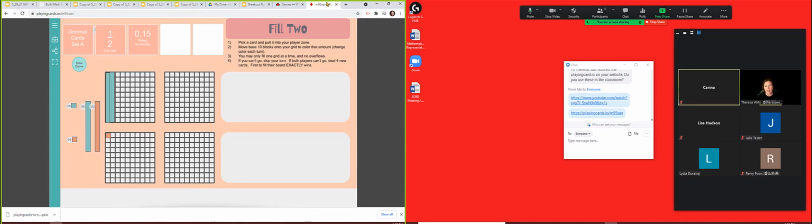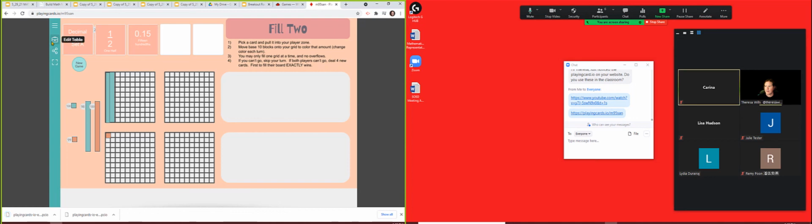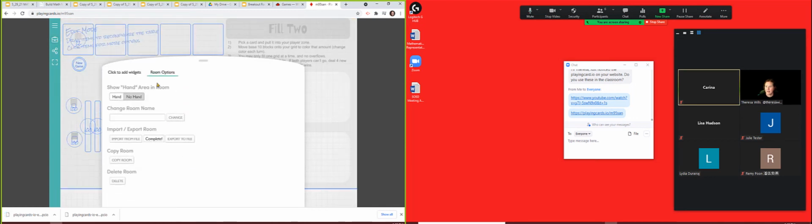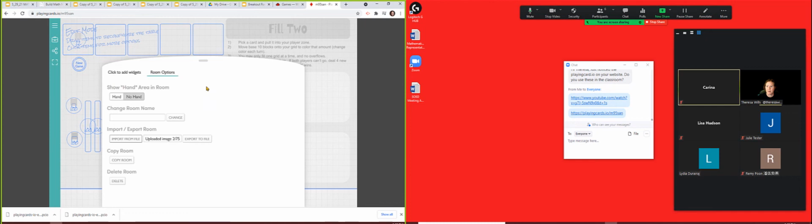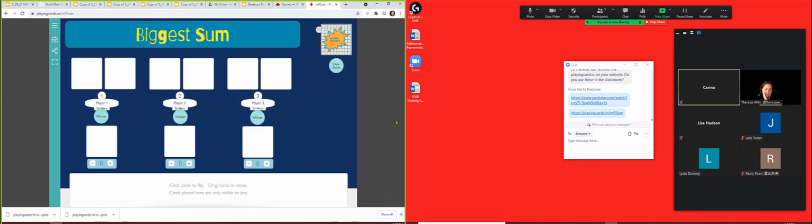So they might say, I'm ready for my next game. I'll say, okay, well, now we need to work on biggest sum. So again, I click on my little edit table button. Under room options is import from file. And what I'm doing is just bringing a new game into their same link. And the game's automatically going to change.